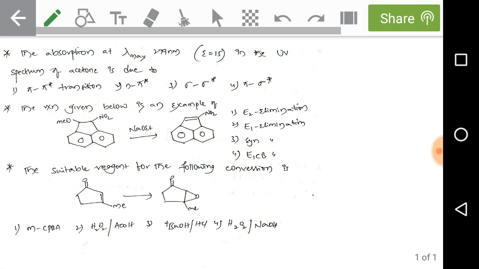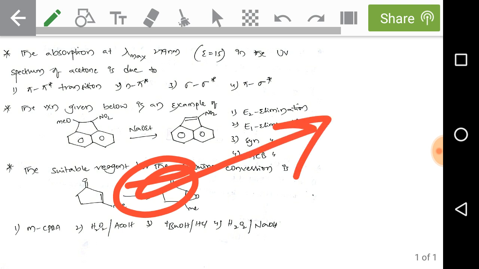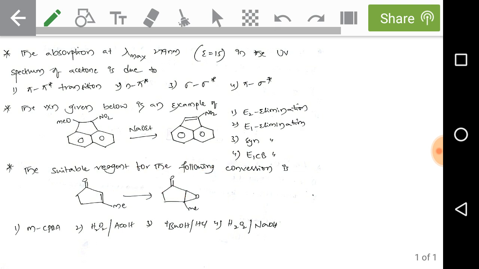Okay, next one, the reaction given below is an example of, just observe the reaction here. Sodium methoxide is a base which can abstract a proton from the carbon that is directly connected with the strong electron-withdrawing group NO2. Whenever the carbanion is formed, that negative charge is stabilized by the NO2. Whenever the carbanion gets stabilization from the adjacent group, that leads through E1cB elimination. Okay, the fourth option is the correct answer.